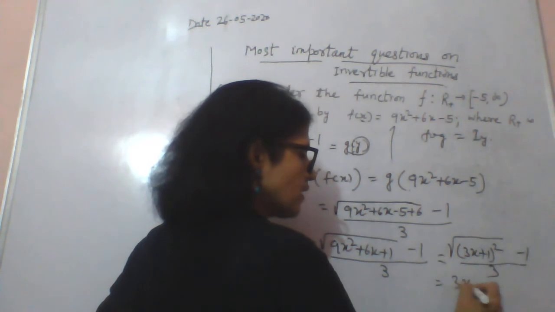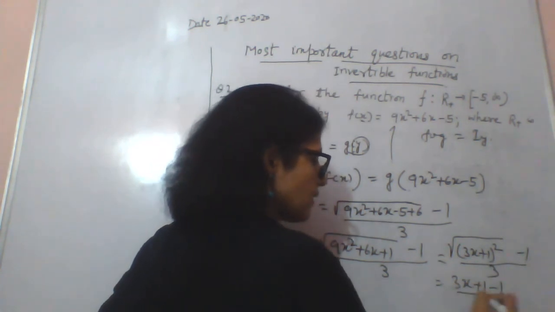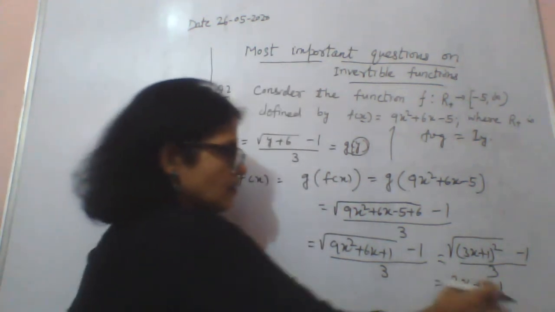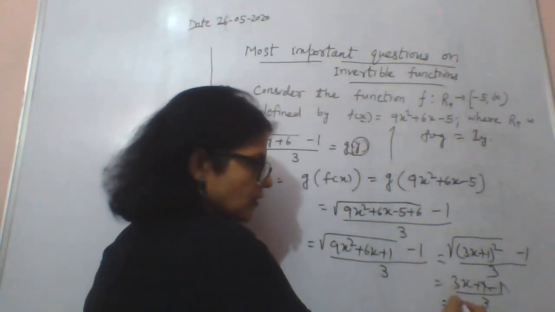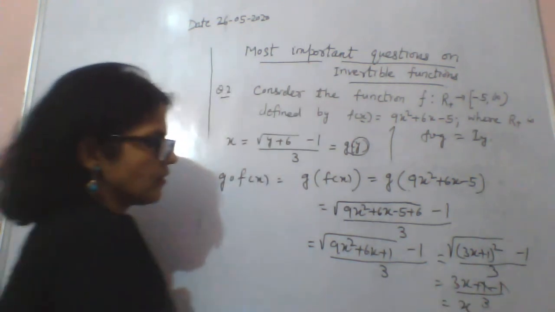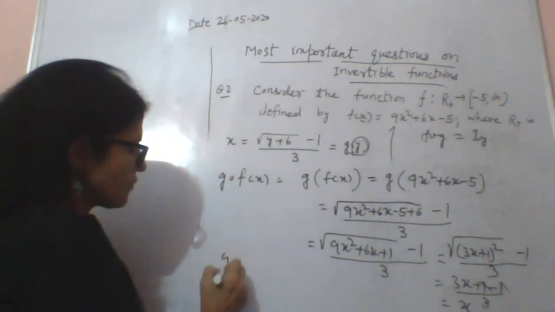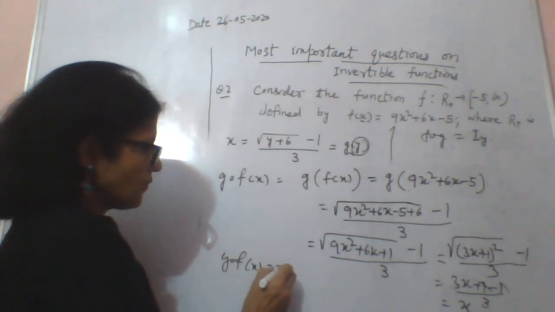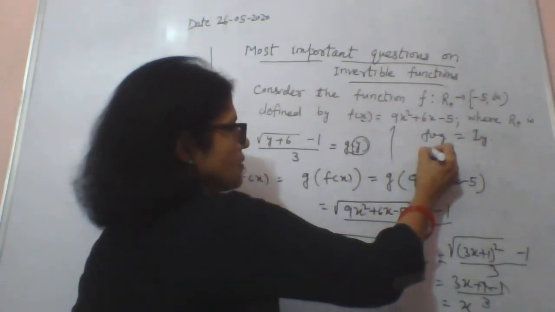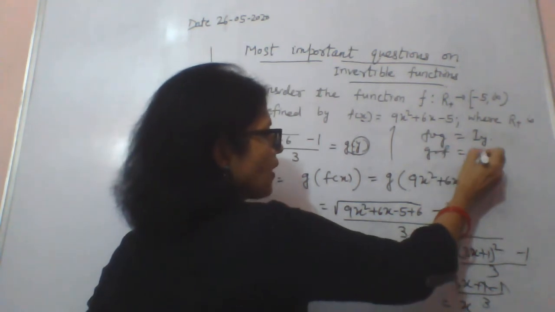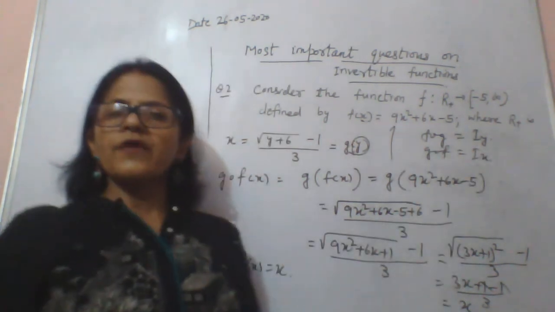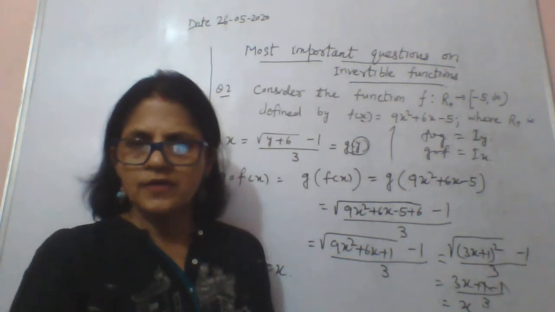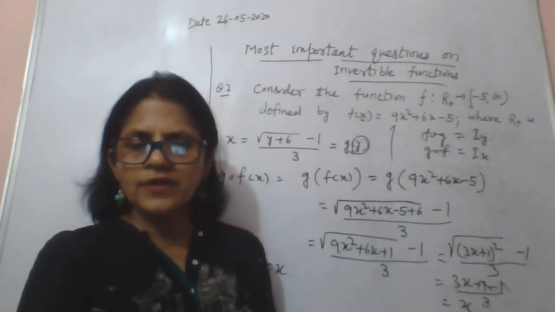It means 3x plus 1 minus 1 by 3. So here it is 3x plus 1 minus 1. So 3x by 3 is x. So you are getting here g of f x equal to x. It means g of f equal to I x. So f of g and g of f both are identity functions, right? Then the function is invertible.